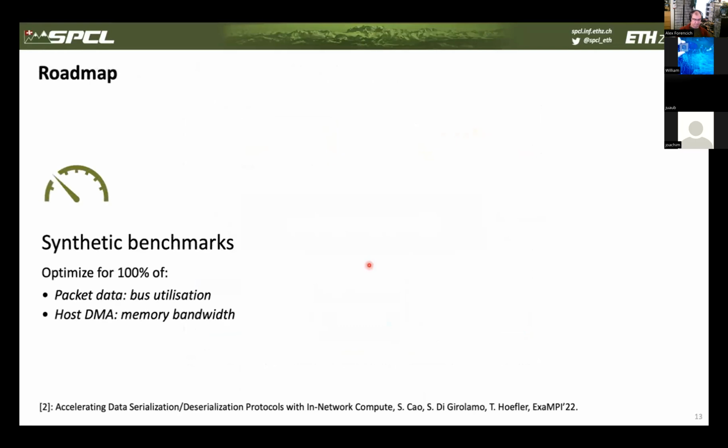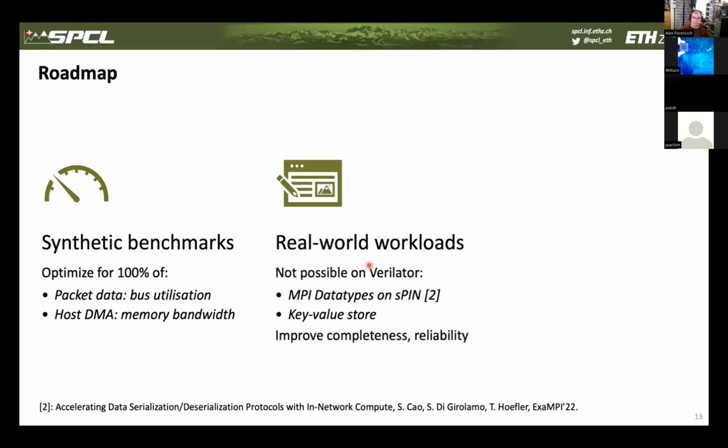And then finally, the roadmap of this project. As a master thesis project, I have 6 months. I'm 3 months in, so we have about half the time left. We're going to aim for optimizing more on synthetic benchmarks, and also try to port some real-world workloads that are developed in-house inside the group. For example, there is this one use case called MPI data types, which is implemented in sPIN. It does serialization and deserialization of MPI data types on the NIC entirely.